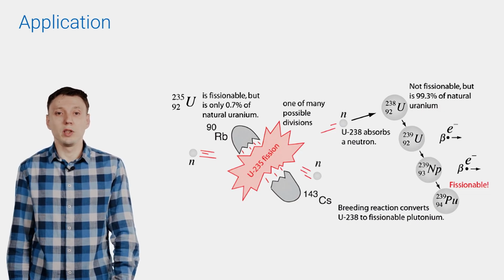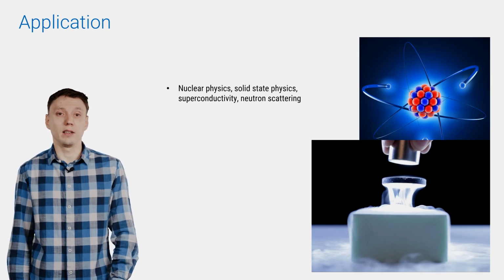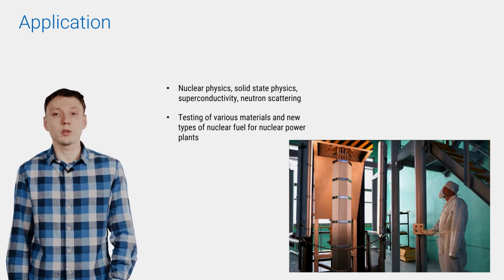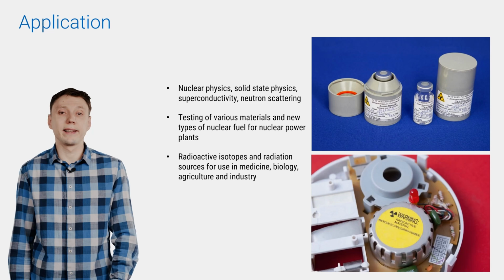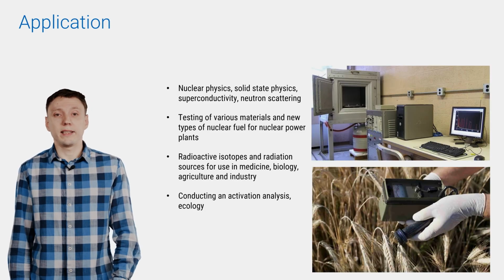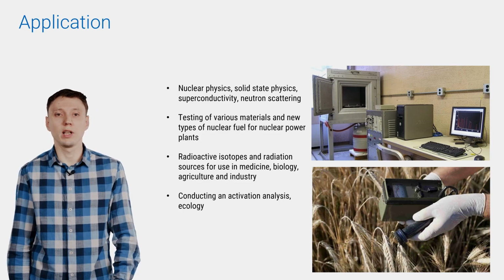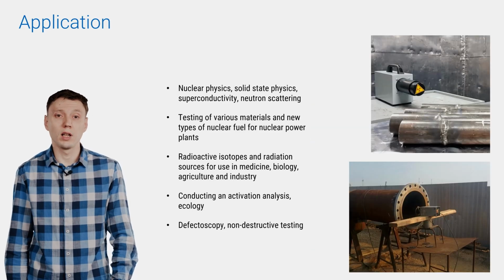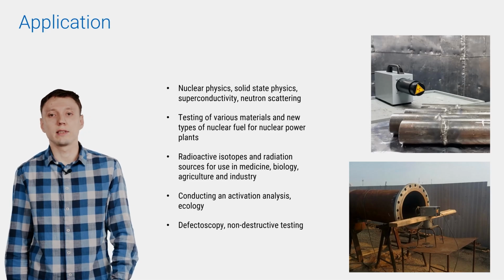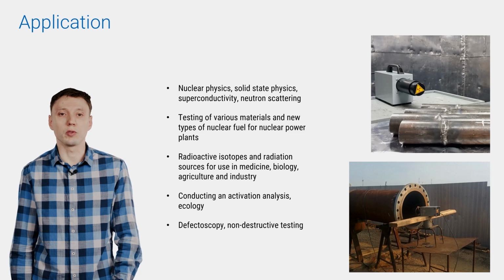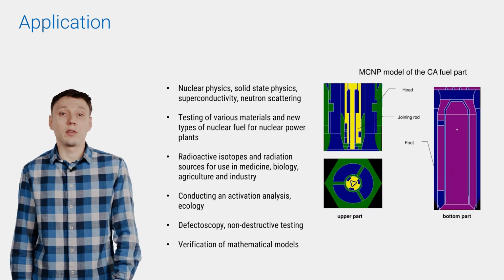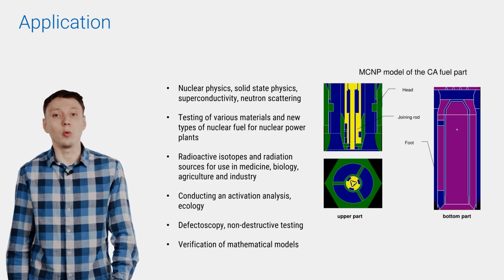Subsequently, research nuclear reactors began to be used to study the interaction of various radiation with matter in the following fields of science and technology: nuclear physics, solid-state physics, superconductivity, neutron scattering, testing of various materials and new types of nuclear fuel for nuclear power plants, production of radioactive isotopes and radiation sources for use in medicine, biology, agriculture, and industry, conducting activation analysis of the composition of materials and minerals, as well as the precise determination of chemical composition and concentration of pollution in our environment, forecasting and substantiation of the service life and reliability of critical components and systems of nuclear power plants, ensuring their safety, and verification of mathematical models of systems and processes in nuclear power plants and calculation codes.